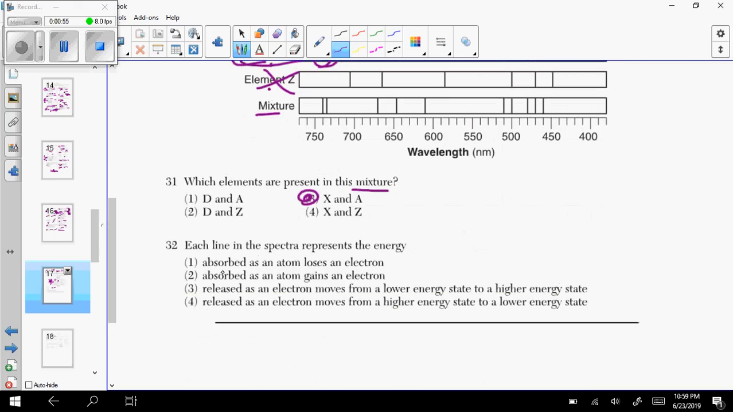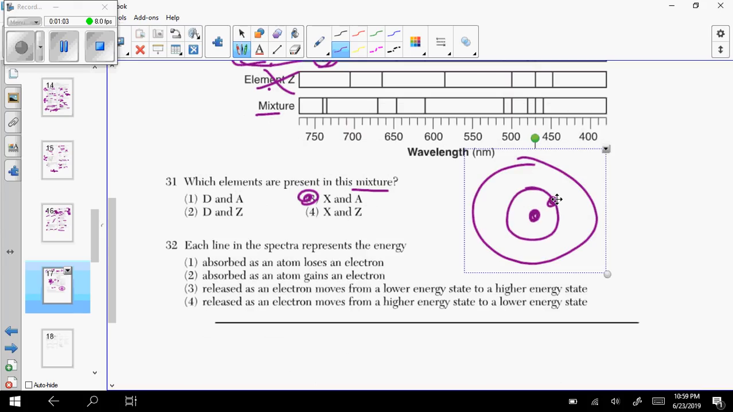All right. Each line in the spectra represents the energy. Here's my nucleus. Here's my energy levels. Here's an electron, and it is in the ground state right now. It could get excited and go out here to an outer energy level, and that's where it would have higher energy, but it doesn't stay there. So as the electron falls back to ground state, it releases energy.